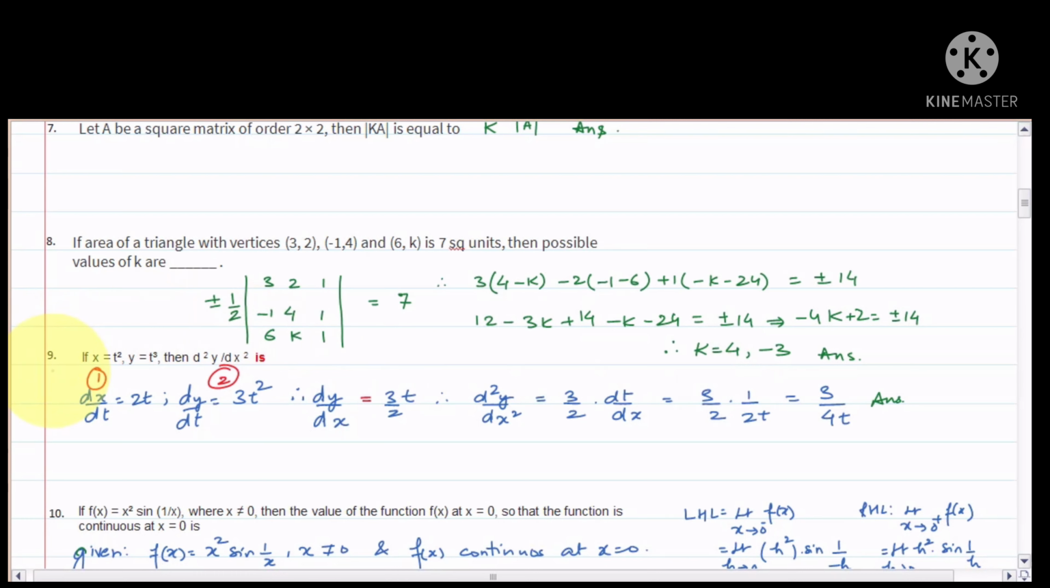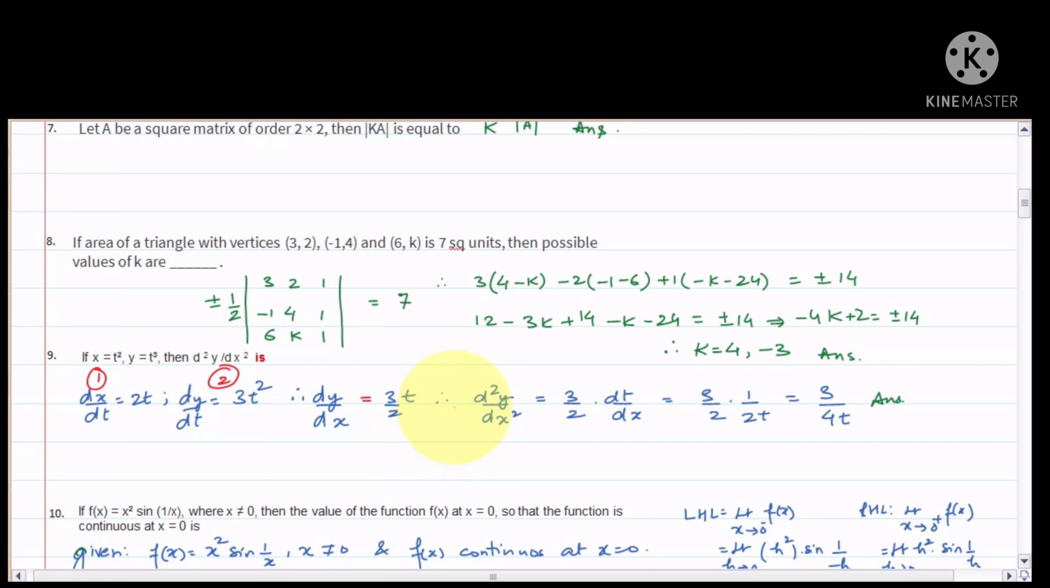Coming to question number 9, it is an important question. If x is equal to t square, y is equal to t cube, then d square y by dx square is. So what is dx by dt? Because it is a parametric equation given to us, we'll find out dx by dt, we'll find out dy by dt, and by dividing 2 by 1 we'll get dy by dx. That is what we have got, 3 by 2t.